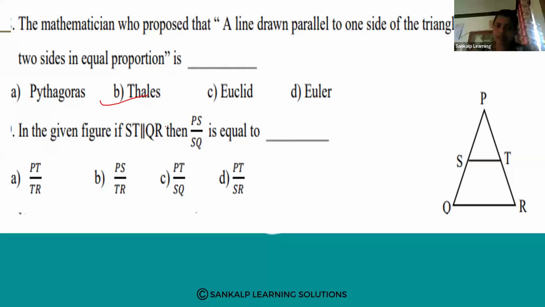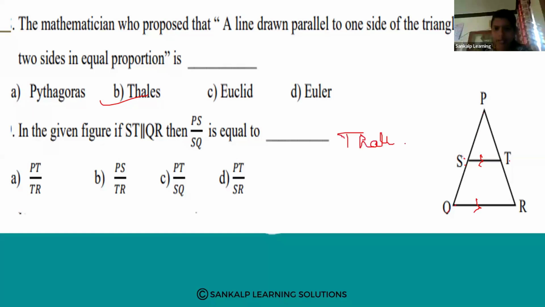Next, in the given figure, if ST is parallel to QR, then PS divided by SQ is equal to. Yes, my dear students, observe carefully. Here one figure is there, one triangle. In that triangle, ST is parallel to QR, right? So ST is parallel to QR. Then PS divided by SQ is equal to, this is on the basis of Thales theorem, right?